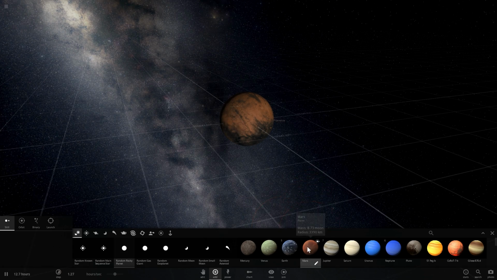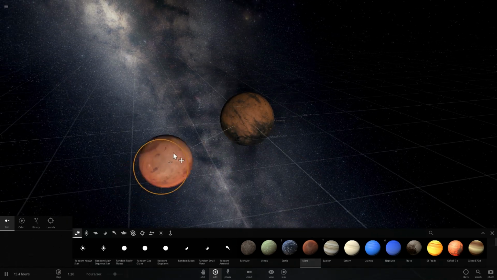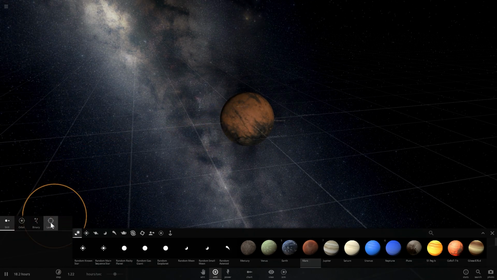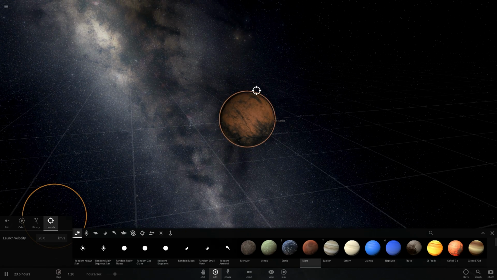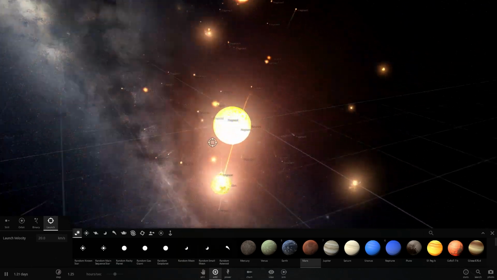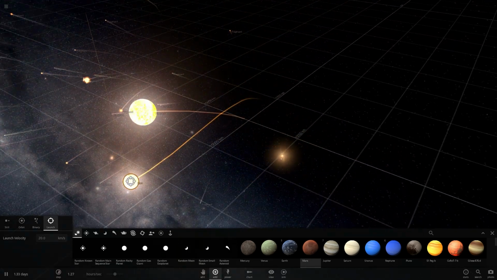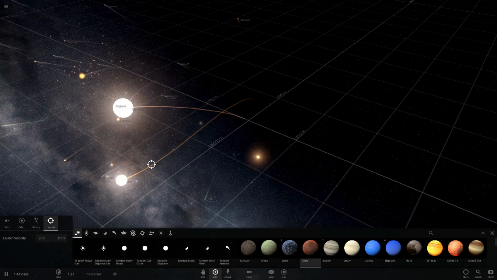I actually was using just Mars for launching purposes, and it's a little bit smaller than this planet. And I'll launch it at 20 kilometers per second, and just launch it at this area right here. And let's see if something occurs.